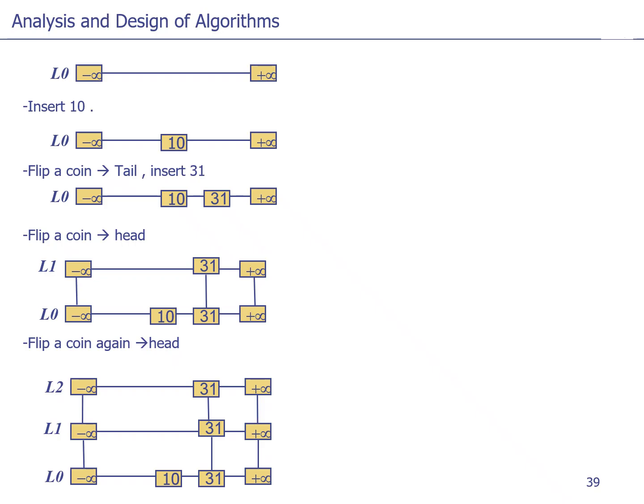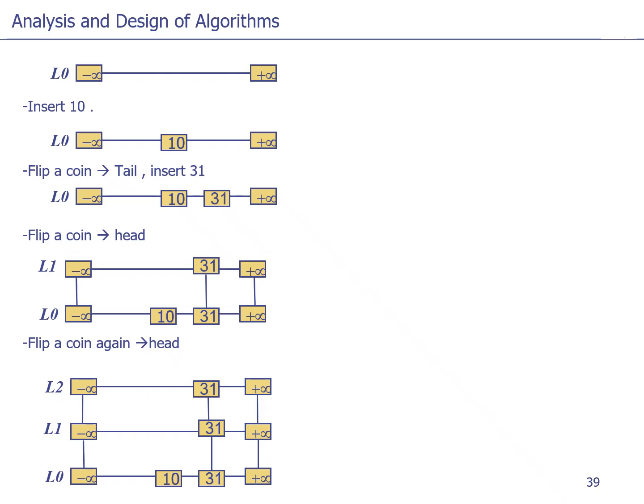So this is what you see. I insert 10, I flip a coin, I get a tail, I will just keep the 10 in the lower layer, which is level 0. I insert 31, I flip a coin, I get a head. Oh, so now I need to create a new layer, which is going to be level 1, and I insert the 31 there and connect the 31 in level 1 with the 31 in level 0, because I can follow this pointer later on to go directly to the 31 or anything to the right of 31.